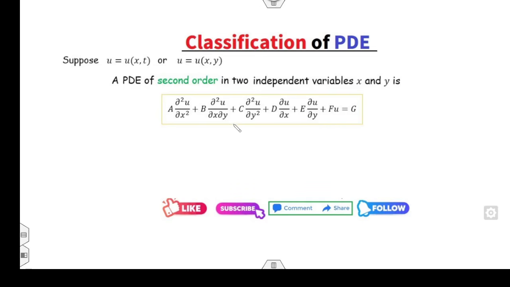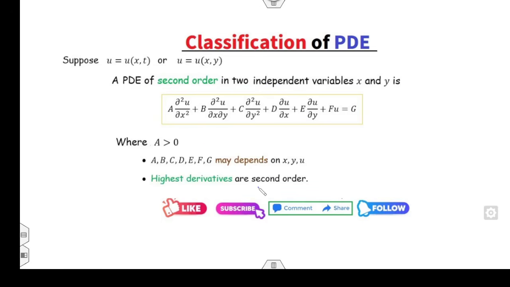The general form of the second order PDE with two independent variables is given in equation number 1, where the coefficients A, B, C and so on are functions of x and y, and the highest derivative occurring in equation number 1 must be of order 2. Clear?